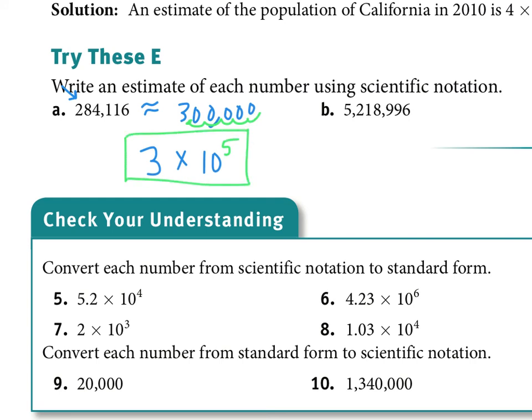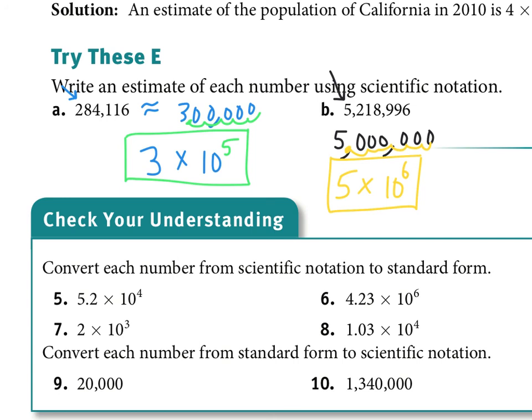All right, why don't we just do the one last one just to feel like we completed everything. So part B, 5,218,996. So the million spot is the largest place value. Since it's 5 and then a 2 next, we'll just round this down to 5 million. Okay, and that's going to be 5 times. Now if the decimal was right after the 5, we would be going 1, 2, 3, 4, 5, 6 times. So 5 times 10 to the 6th power.